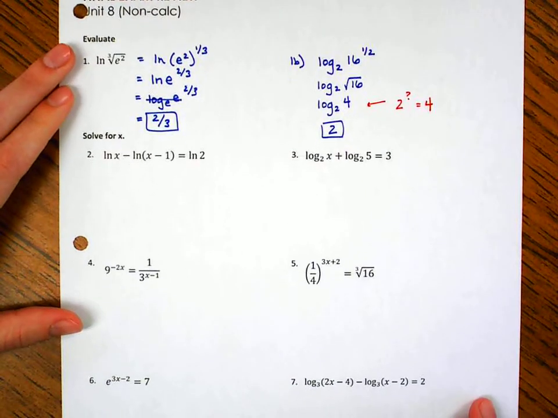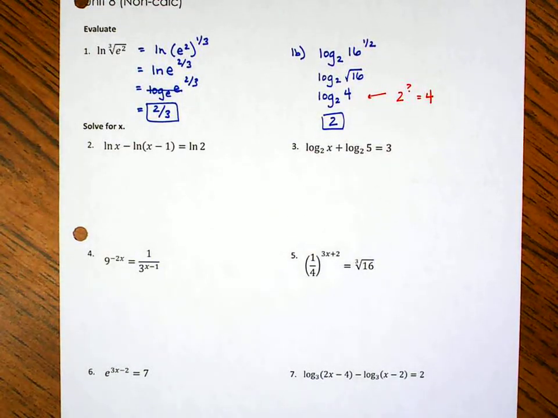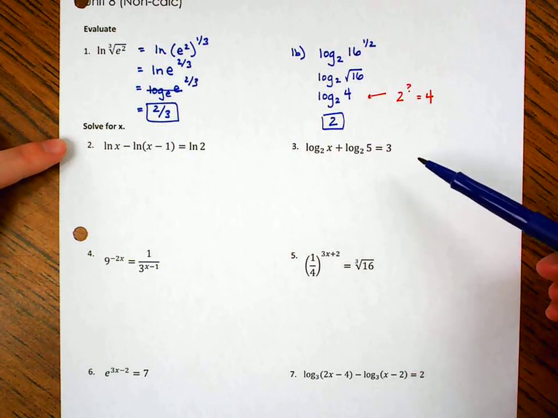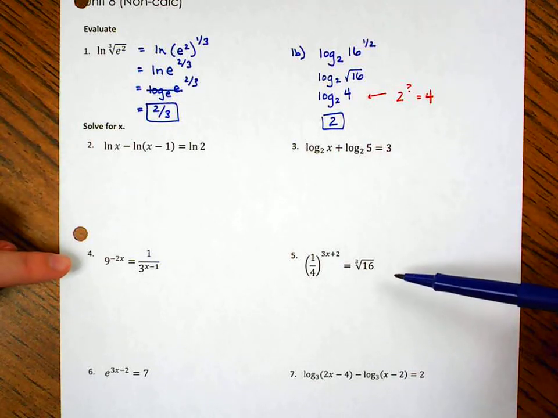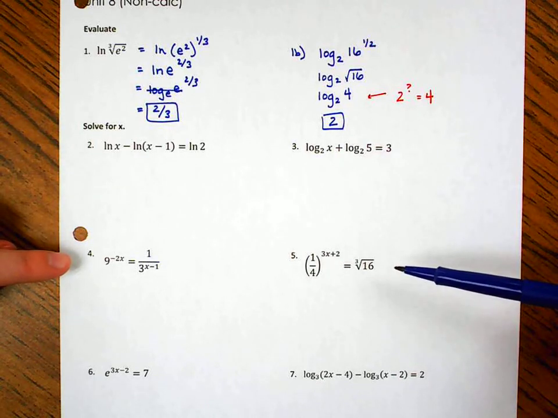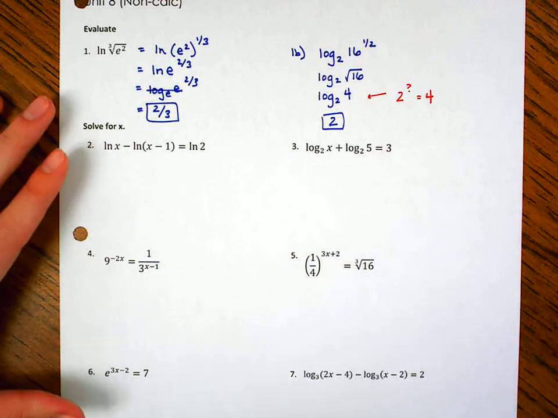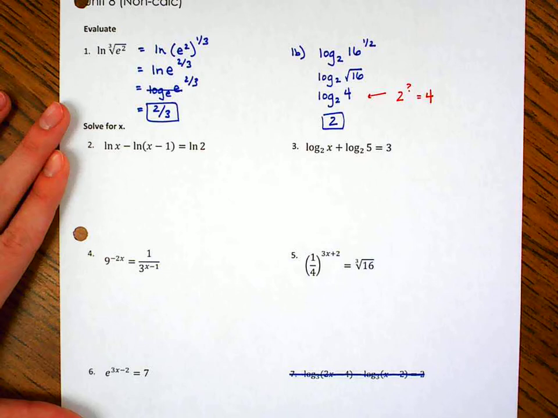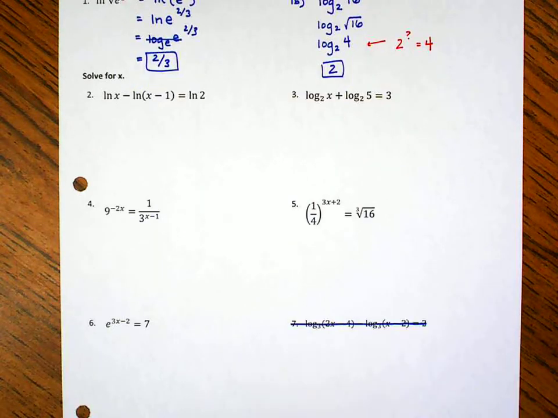Okay, so now we're going to get into solving for x, and there's a couple things we'll be looking at doing. For 2 and 3, we're going to focus on condensing first. In 4 and 5, we're going to look for a common base. And then number 7 is actually a bad problem, so please get rid of that. It actually doesn't work out. It gives you an impossible situation. And then for number 6, it's just going to force us to rewrite.